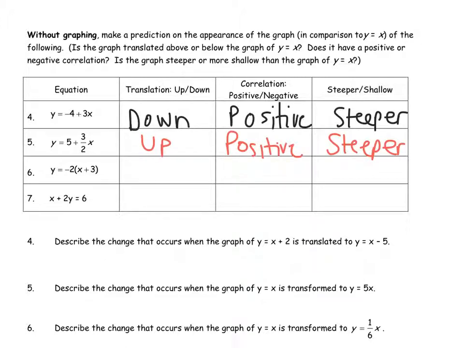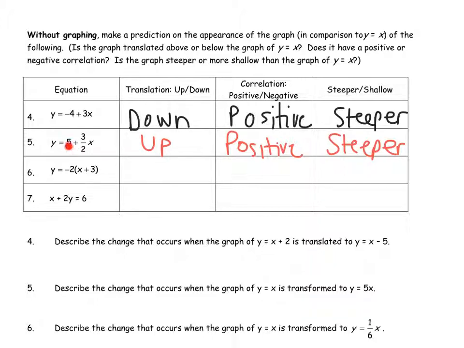Okay, for the first one, translation up and down. This is if it's moving up and down the y-axis. So we got to first look at our b. So if we look at our b on this, our b is the one without the x. That would be -4. -4 means we're starting lower than 0. So we translate down, and then we have to look at our slope. Our slope is a positive 3. Positive means it'll be a positive slope. And then the 3 is bigger than 1, which is our parent function, so it's going to get steeper.